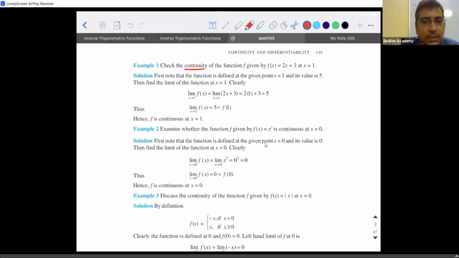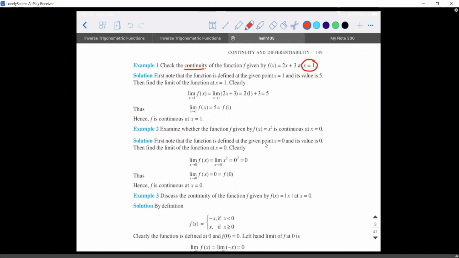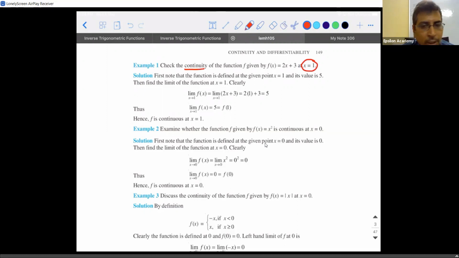So, let's take some examples. Check the continuity of the function f of x is equal to 2x plus 3 at x is equal to 1. So, what is the domain of this function? Real numbers. So, x is equal to 1 is a part of the domain. So, it's a real valued function. If you prove that limit x tends to 1 of 2x plus 3 is equal to the function value, then you can say that the function is continuous. But if you want to be more elaborate, there is no harm in finding the answer using the left limit and right limit concept also.